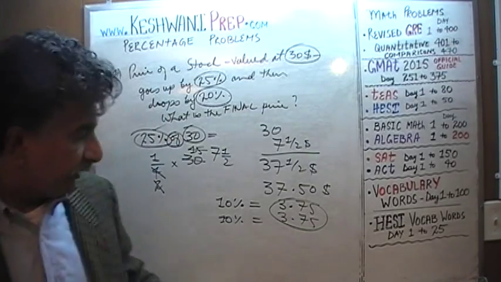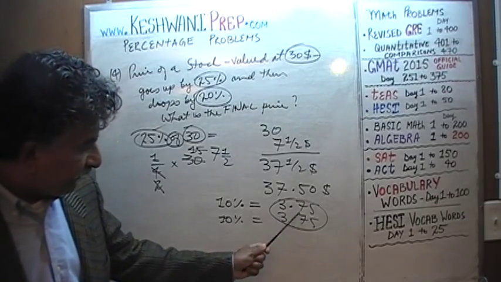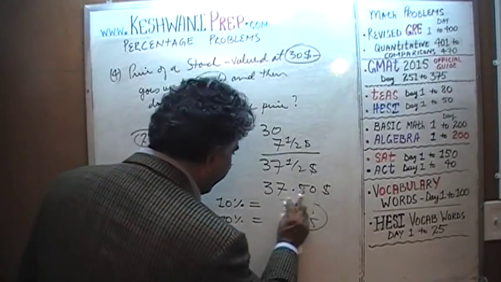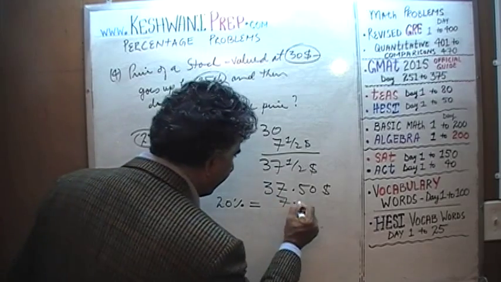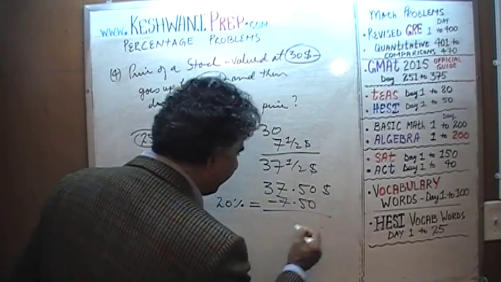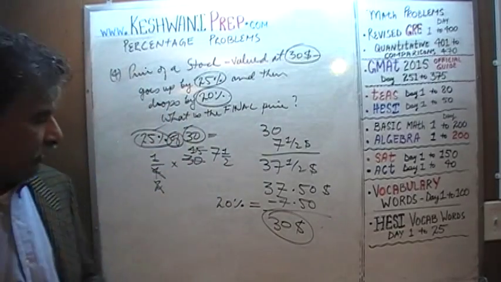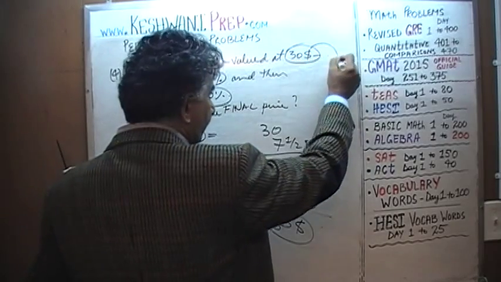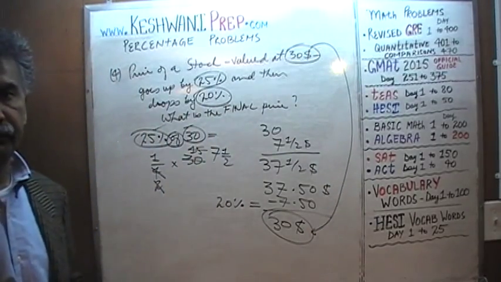$3.75 represents 10%. Another 10% will be $3.75. This is $1.50 and this is $6, is $7.50. It drops by $7.50. 20% of this amount represents $7.50. It drops by that much. And what are we left with? It turns out at the end, we are left with whatever we started out with. We started out with the price of 30 and we are back to $30.